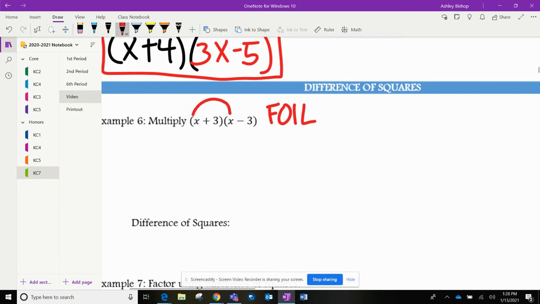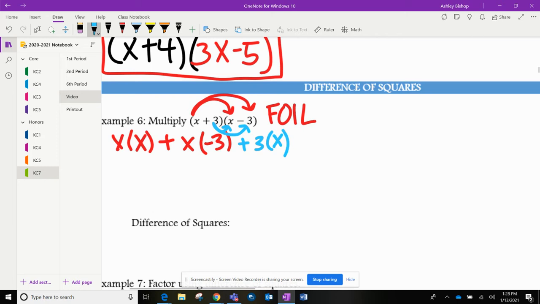I know that this x needs to get multiplied by this x here and this -3. And so I'm going to write that out. x times x. And we always add everything plus this x times -3. I'm following the arrows. All right. Now I need to get this 3 and multiply it by each thing in this binomial. So plus 3 times x, right? Following my first blue arrow, plus 3 times -3, following my second blue arrow.